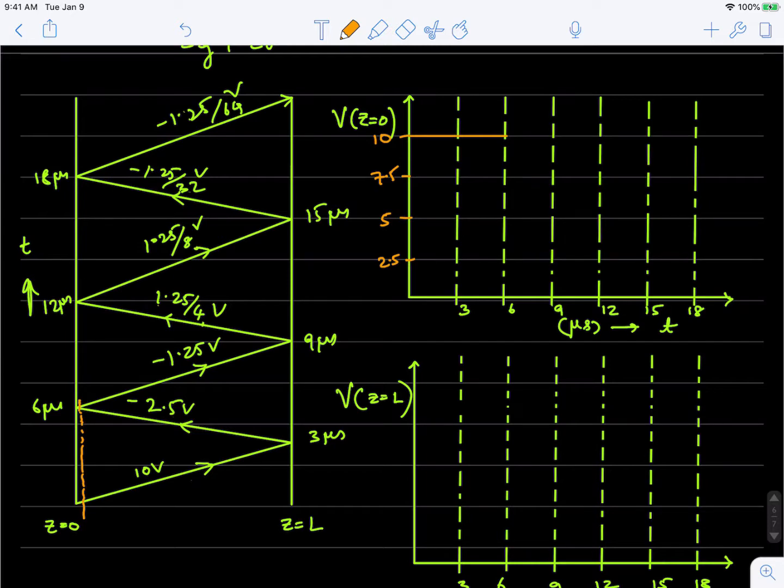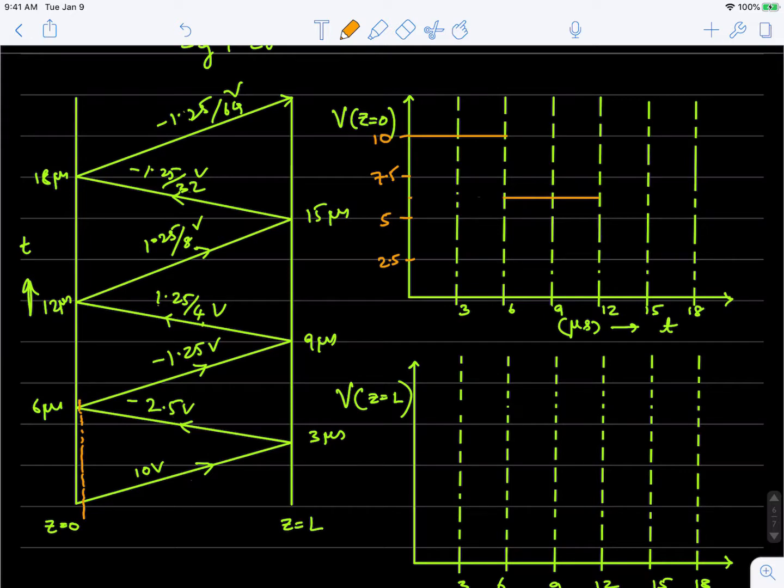6.25 volts. So let's say this is 5, then we will have 2.5. This is about 6.25 at the center. So this is where our voltage is going to be. Between 6 and 12 microseconds, we'll have about 6.25 volts, and it will be the same until 12 microseconds.